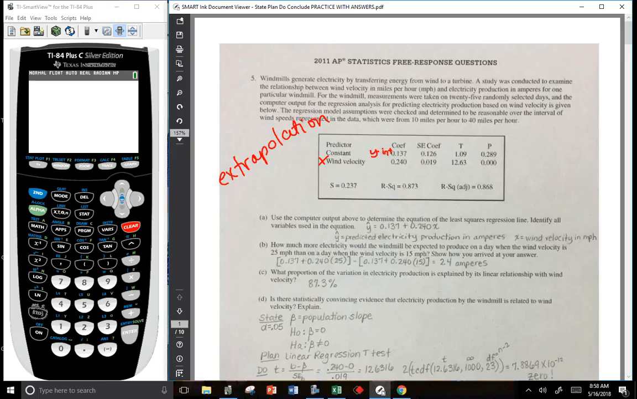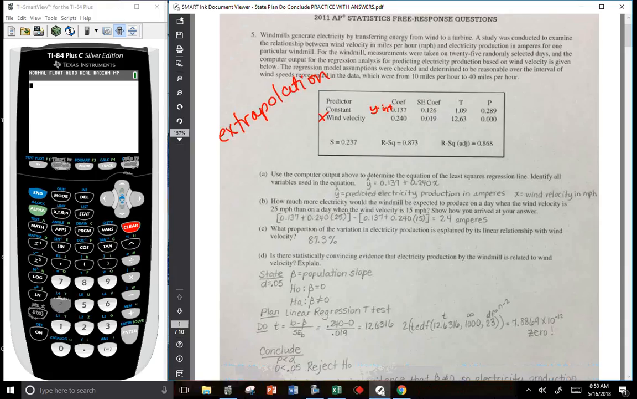Okay, so use the computer output above to determine the equation of the least square regression line. Identify all variables used in the equation. I remember on the chapter test, I gave you a problem like this, and you guys did a great job of coming up with the equation, but you forgot to define the variables. You have to read what they're asking you to do. You can't afford to lose points for something so simple. Agree? So read what they're asking you to do.